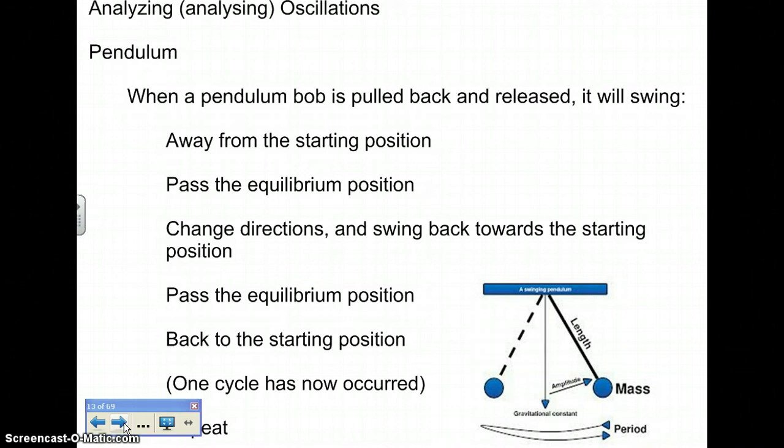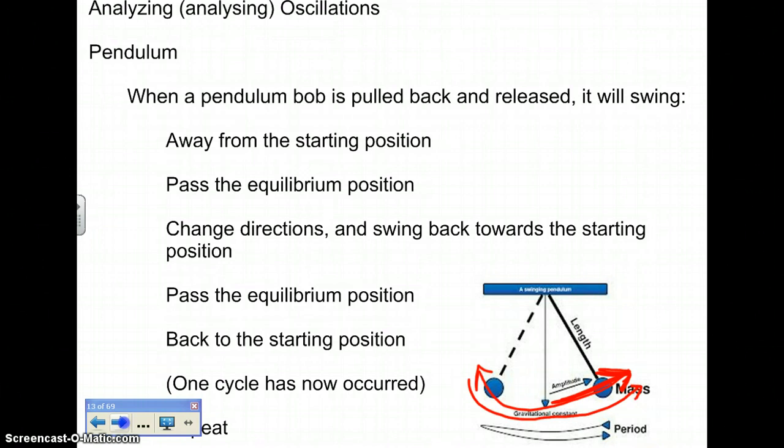Oscillations on a pendulum. So the pendulum bob is pulled back to some distance here, and it's released. It'll swing away from its starting position, past the equilibrium position, change directions, and then swing back past the equilibrium position, back to the starting position. So that would be one complete cycle.